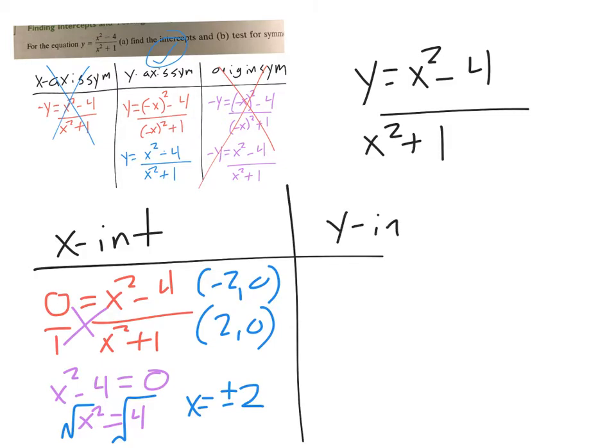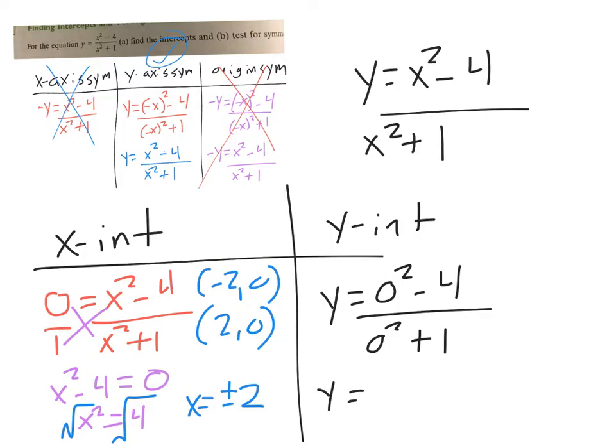Good. Now, let's look for y-intercepts. Y-intercepts happen when x is 0. So that's y equals 0 squared minus 4 over 0 squared plus 1, which leaves me with negative 4 over 1, which is just negative 4. It's not always like that. So my y-intercept is at (0, negative 4).